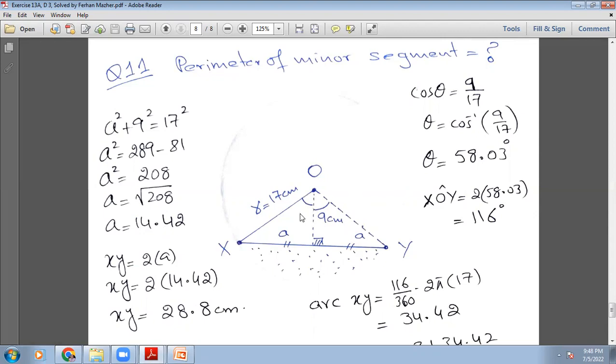So I will apply the cos theta. So I know the base and the hypotenuse. So cos theta will be 9 by 17. So theta will be cos inverse bracket 9 by 17. So theta will be equal to 58.03. So this XOY total angle will be 2 times 58.03. So it will be 116.